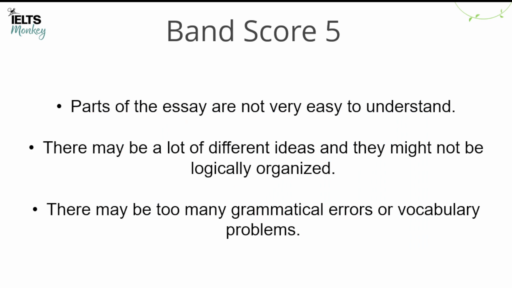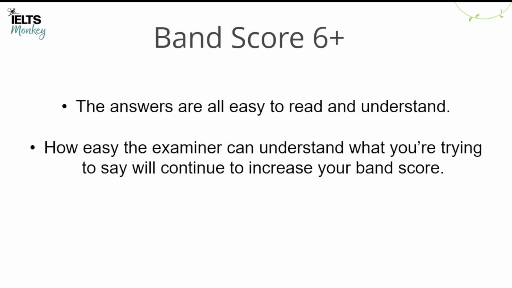So, a band score 5. As I told you earlier, parts of the essay are not very easy to understand. There's probably too many ideas, not very logically organized, and there could be a sufficient amount of grammatical errors or vocabulary problems that are preventing the examiner from understanding your argument. Band score 6 plus. Band score 6, 7, 8, 9.